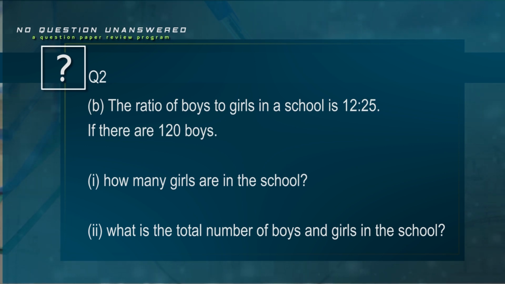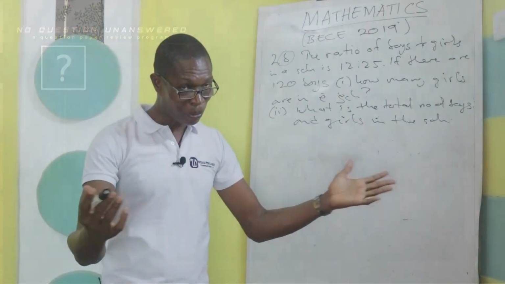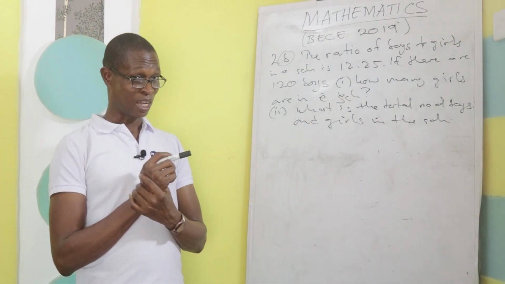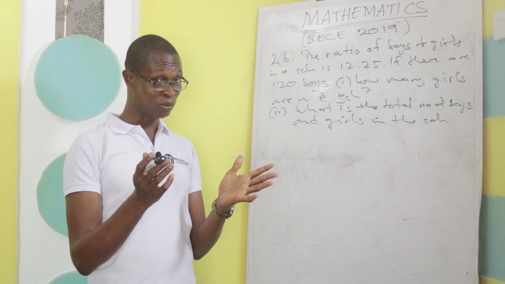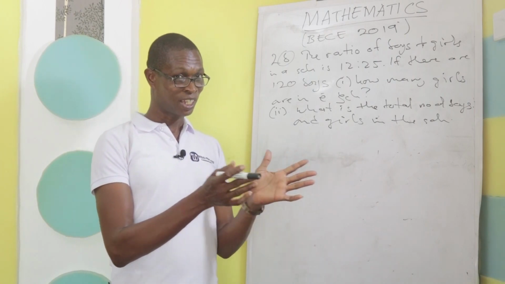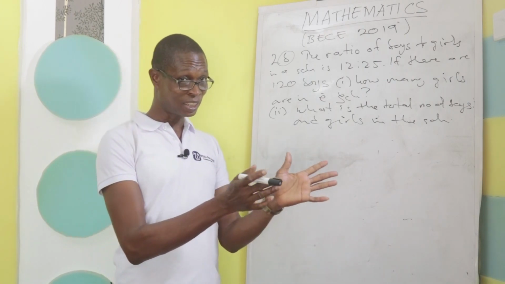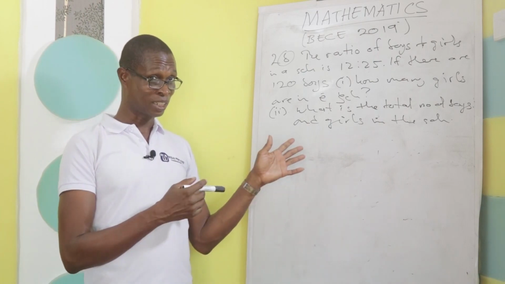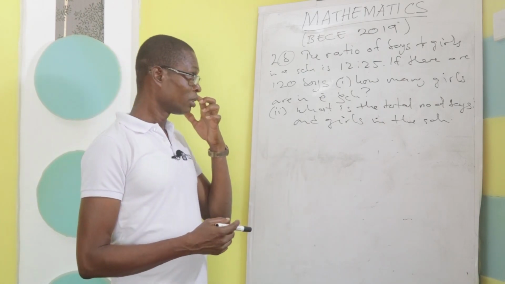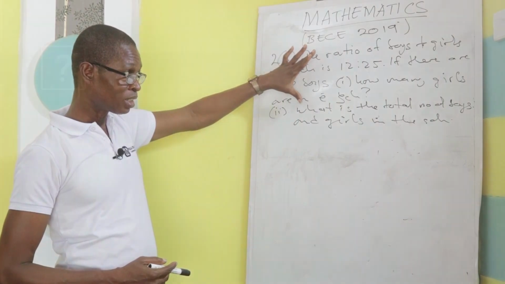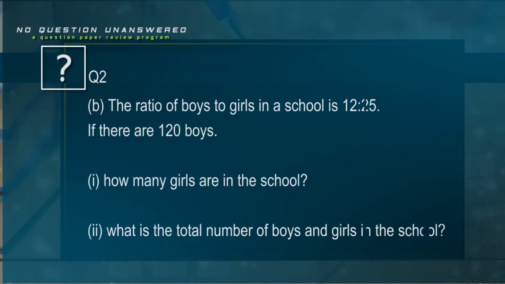Now, this is about what? Ratio and proportion. As usual, we have a common term. We say, if more, less divide. If less, more divide. We are going to use that term here right now. Okay. Now, looking at the question, they are telling you there are 120 boys.